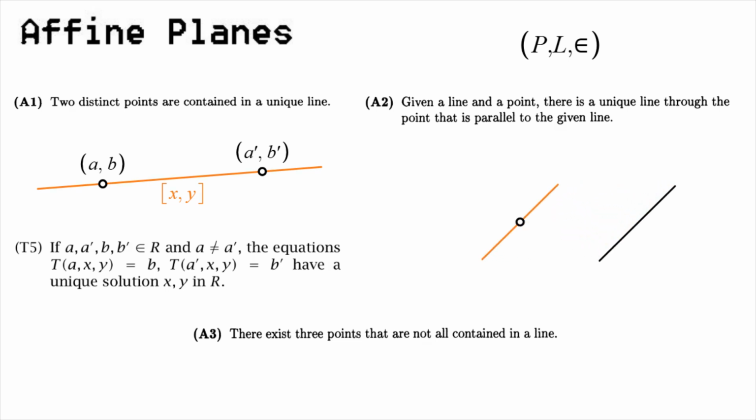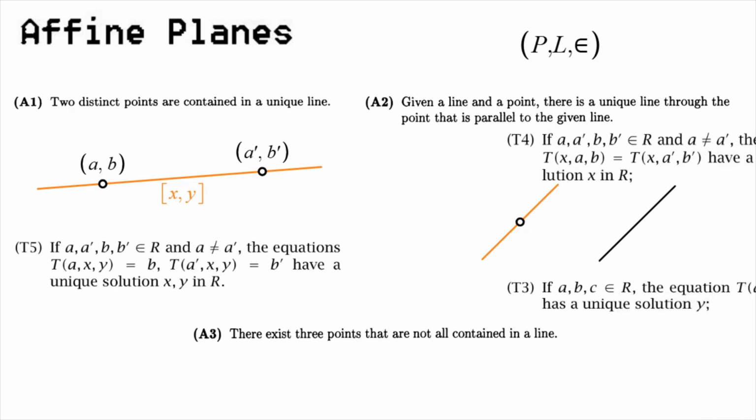The second axiom says, given a line and a point, there is a unique line through that point that is parallel to the given line. Here, the word parallel means exactly what it means in ordinary geometry. Two lines are parallel if they are either the same line or there is no point which is incident with both. This property of affine planes corresponds to the third and fourth axioms of PTRs.